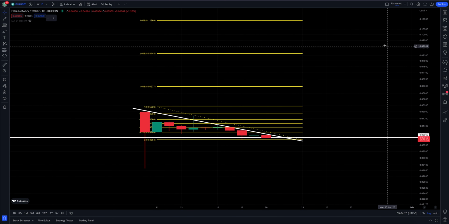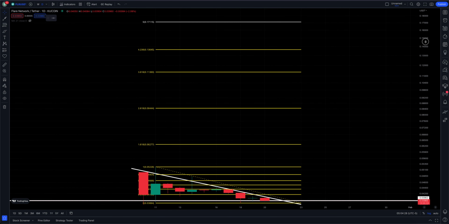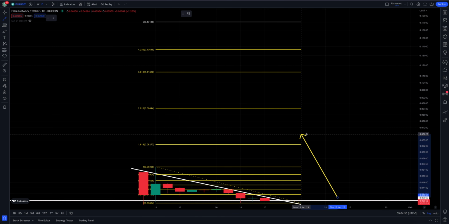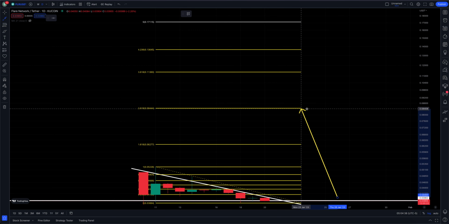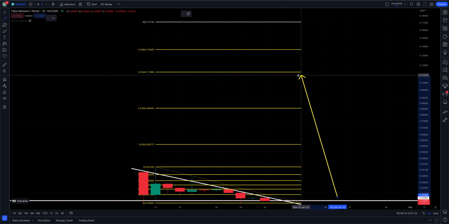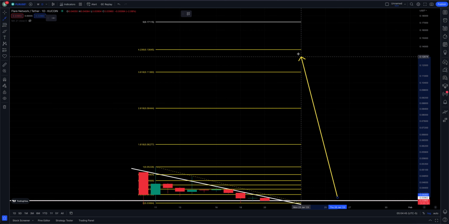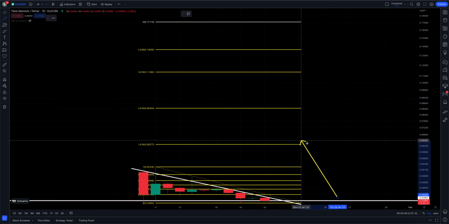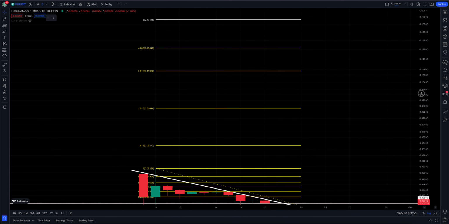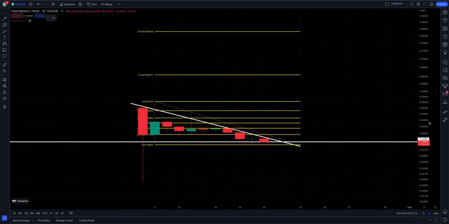Zoom out here. So to the upside, our 186 up there at 6 cents, our 261 up there at 8 cents, our 3618 up there at 11 cents, 4236 up there at 13 cents. So that is based off the current data we have.